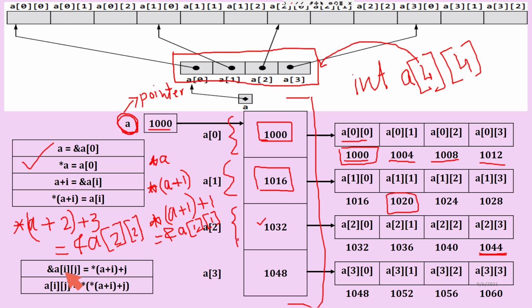So ampersand A of ij. Okay, not 2, 2, it is 2, 3. So ampersand of ij, or ampersand of 2, 3, equals star A plus I, star A plus 2 plus 3. Here it is j. So I hope you understood this point. Any doubt in this statement? So ampersand A of ij is the same as star A plus I plus j.